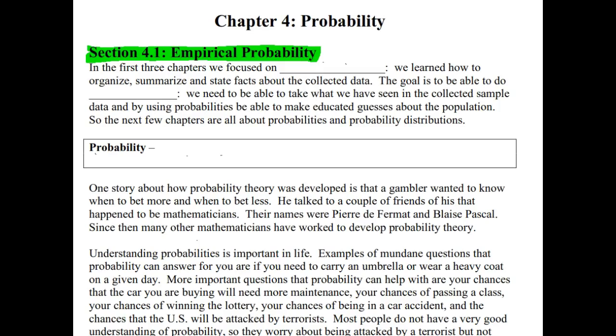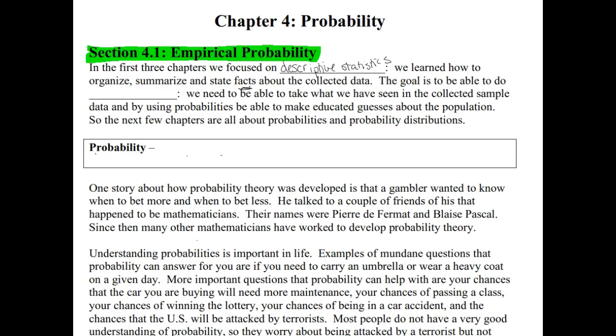Chapter 4, Probability. Section 4.1, Empirical Probability. So in the first three chapters, we focused on what is known as descriptive statistics, where we learned how to just organize, summarize, and state the facts about the collected data.